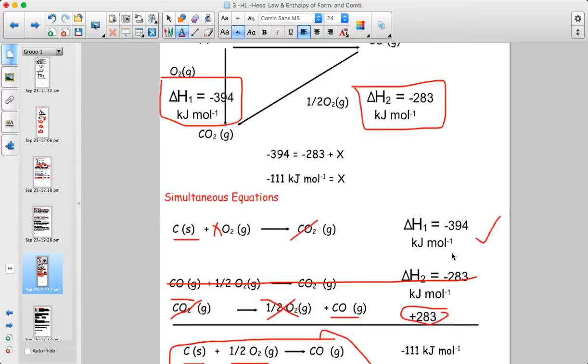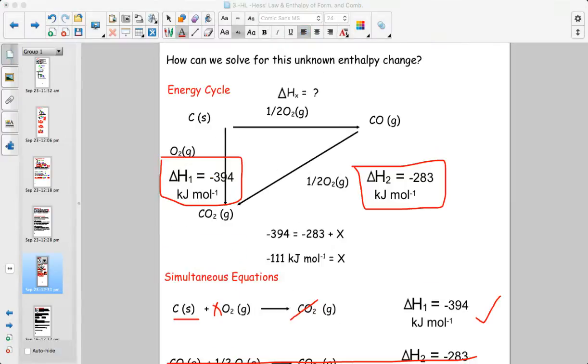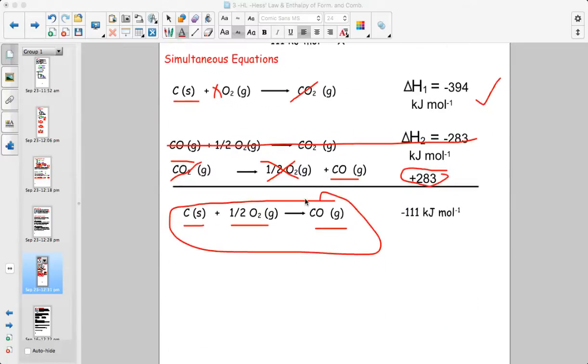So whether you want to approach it from an energy cycle standpoint and figuring out the overall change versus the two component changes, or if you do the simultaneous equation way where you end up flipping these equations around and multiplying them, you get to the same final answer.